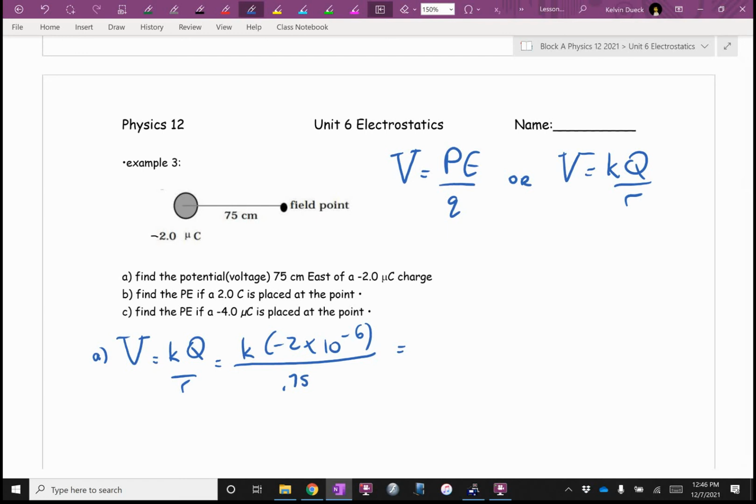What's the voltage here? Negative 2,700? No, am I wrong? 20. I'm totally off. How did I do that? Oh, no. It's 3 over 4, Mr. Duke. The negative factor of 2. Shoot. Units? Volts. Which is a joule per coulomb.